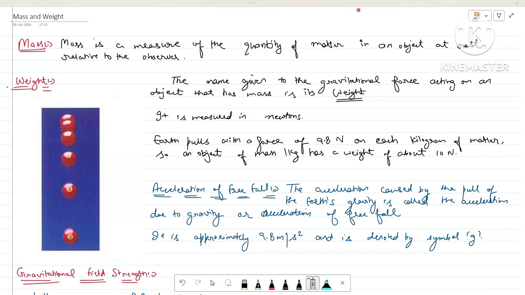Hello, so in this video we will discuss the third part of the first unit, mass and weight. So let's start with mass.